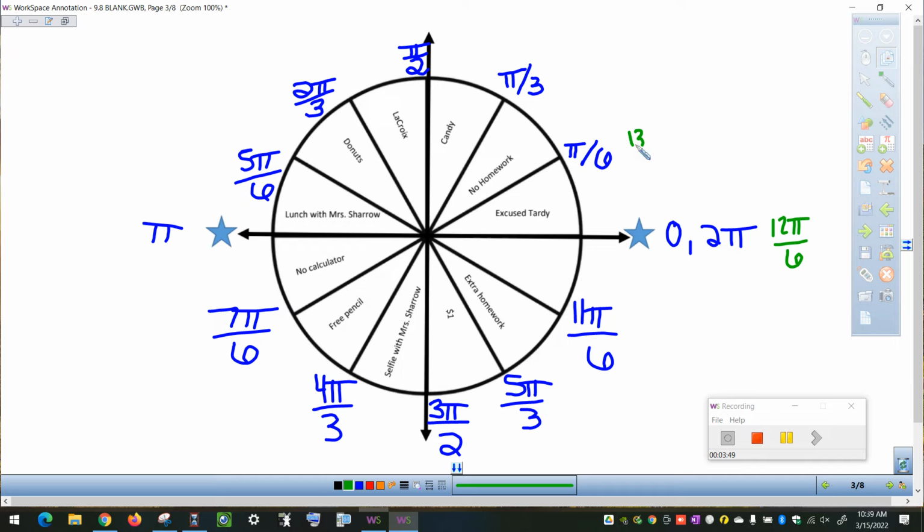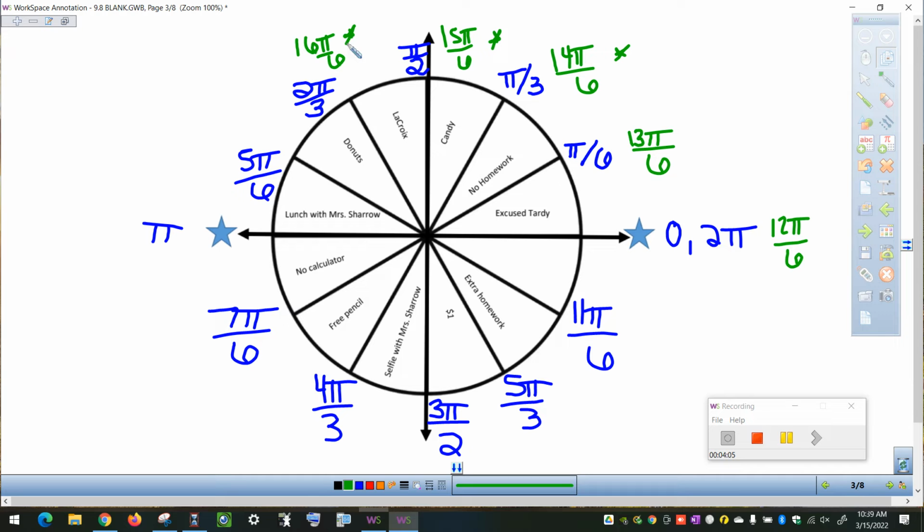We could keep going here. So this next position could be 13 pi over 6. 14 pi over 6. Now that's one that we could simplify down. 15 pi over 6. We could also simplify that one. 16 pi over 6. And so on. And we could actually continue counting up by pi over 6 as many times as we would like. So that's a little something I want you to be aware of in answering our questions today.